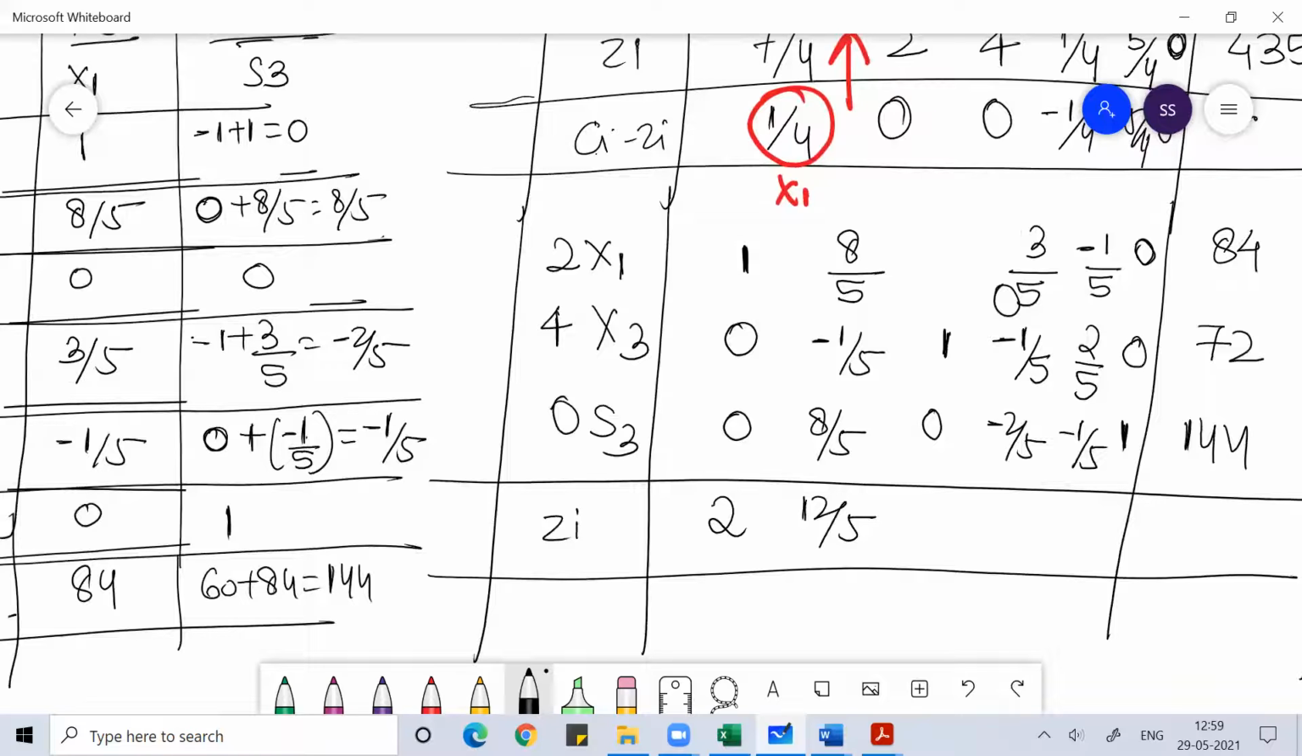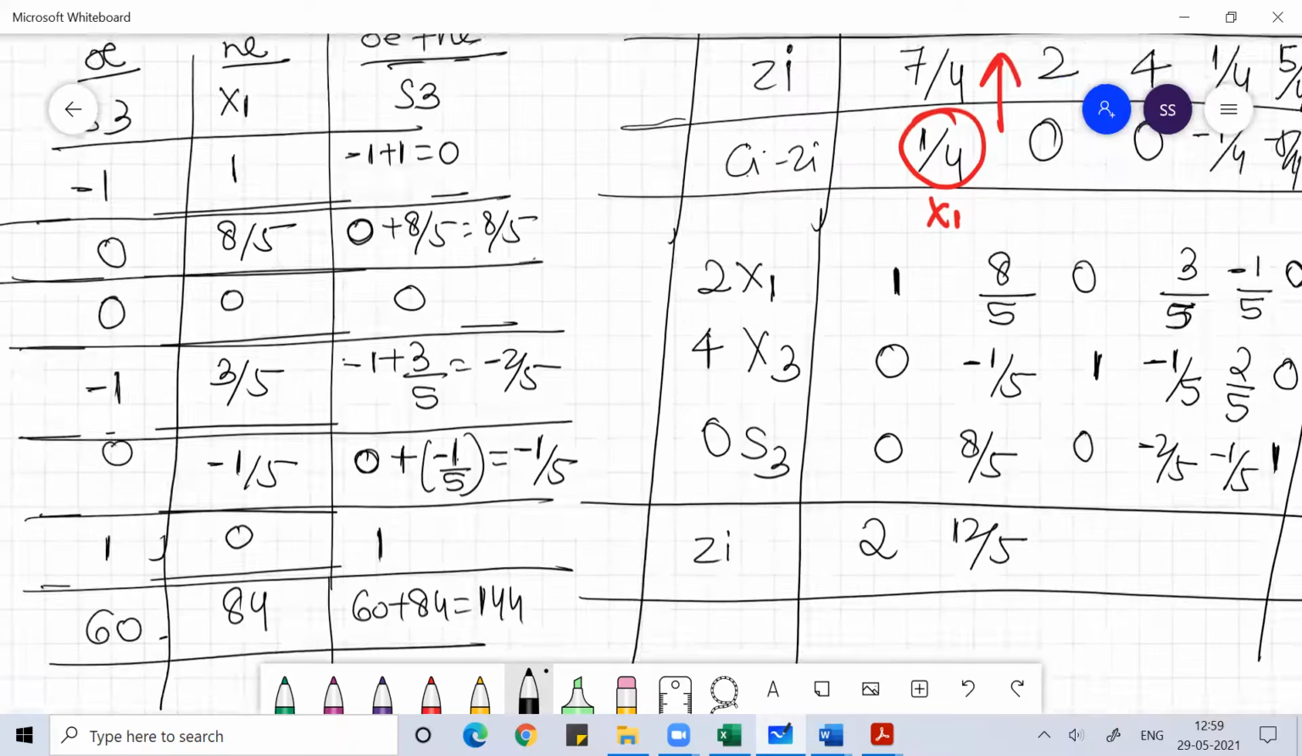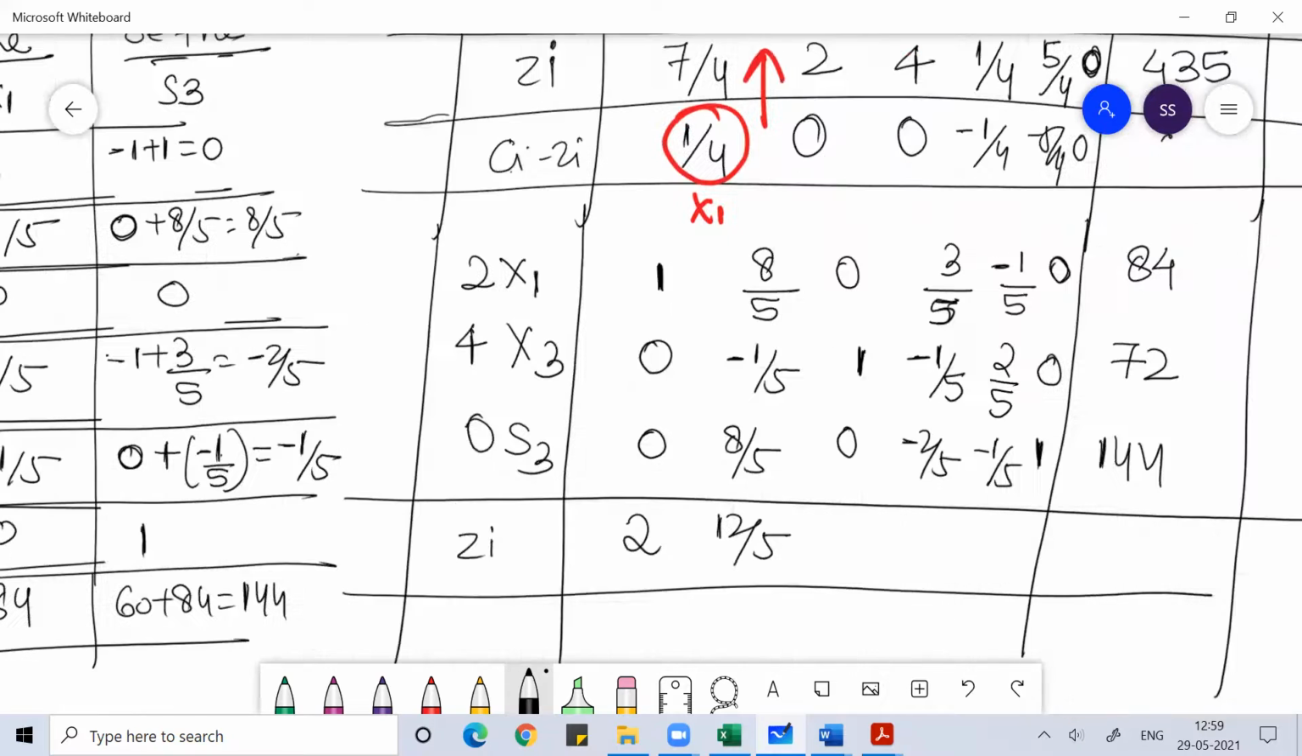X1, this was 0, right? Why did 0 come here? X1 was 0, so this is 0. This is 4. Then this is minus 4 plus 6, 6 minus 4, 2 by 5. This is minus 2, 8. 8 minus 2, 6 by 5. And this is 0. Okay, so you get this.